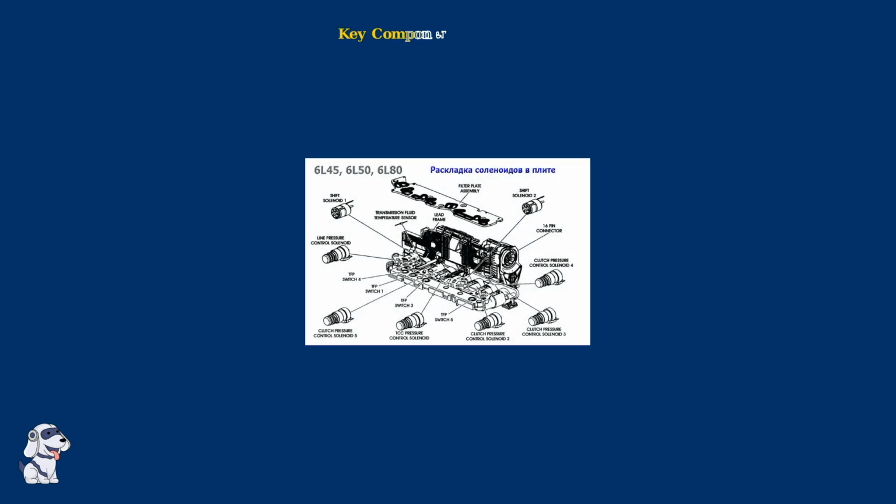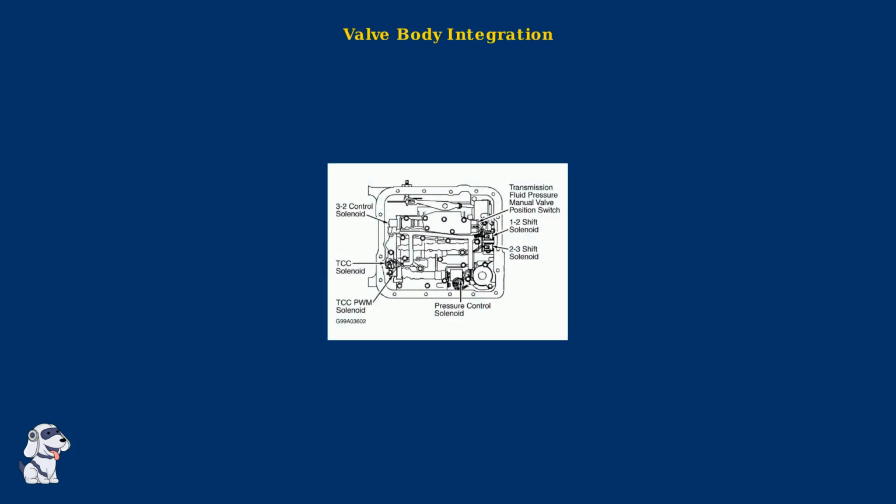Let's examine the solenoid layout. This diagram shows the solenoid layout within the TEHCM. It controls shift solenoids for gear changes, pressure control solenoids for hydraulic pressure, transmission fluid pressure switches, and the temperature sensor. The TEHCM also interfaces with the valve body, which contains additional solenoids and control valves. The valve body contains additional solenoids, including the torque converter clutch solenoid, PWM solenoid, and various shift solenoids. All of these work together under TEHCM control.